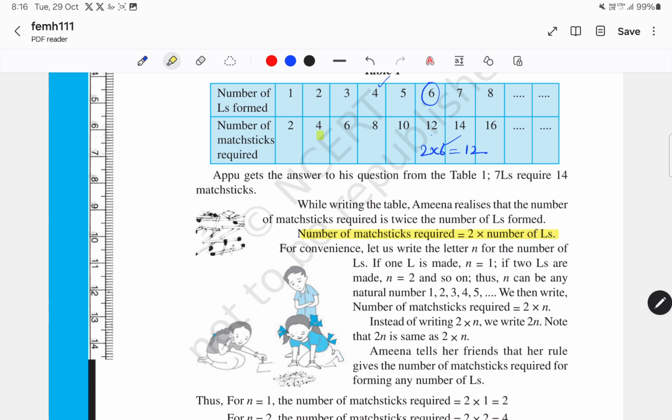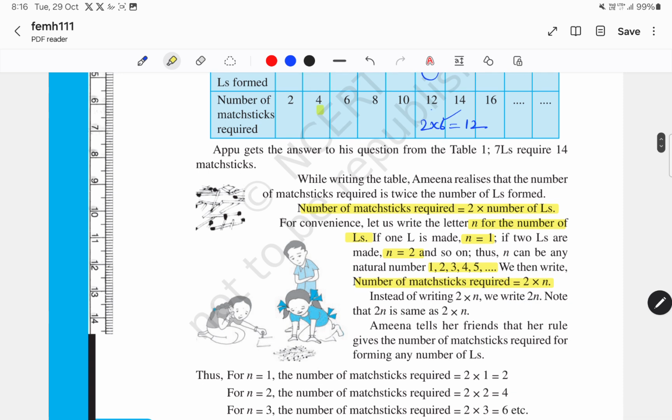So it's the formula. Now for convenience, let's write the letter N for the number of L's. If one L is made, then N is equal to 1. If two L's are made, then N is equal to 2, and so on. N can be any natural number 1, 2, 3, 4, and so on. We write the number of matchsticks required as 2 times N.